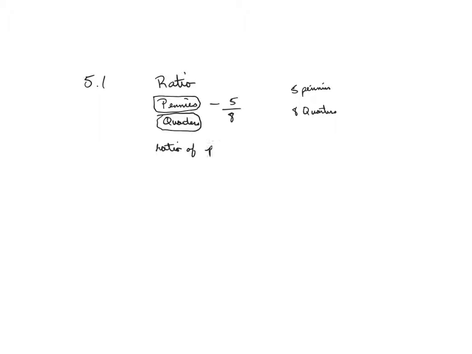This is the ratio of pennies to quarters, and the opposite would be ratio of quarters to pennies. And the reason I'm doing this is I'm showing that I understand that the first thing you say is what goes on top, quarters to pennies, and the second thing goes on the bottom. So for a quarters to pennies ratio, the quarters are on top, so it would be 8 over 5.